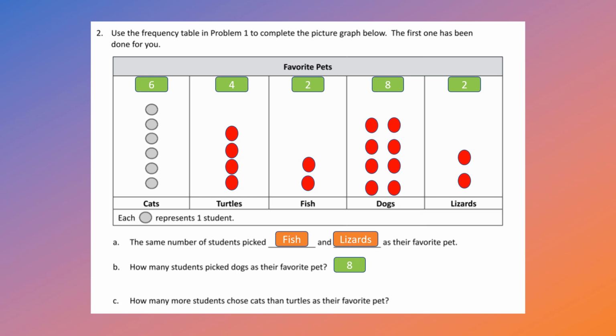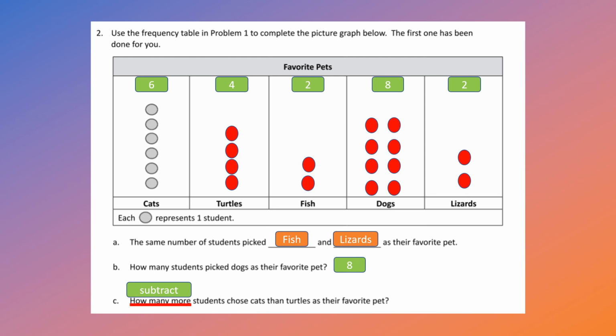All right, now let's move on to question C. Question C says, how many more students chose cats than turtles as their favorite pet? Now, anytime you see how many more, those 3 words together, how many more, you always subtract. Always, always, always, always subtract. Those 3 words specifically, how many more.